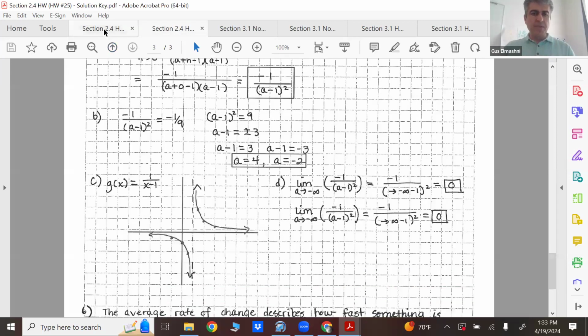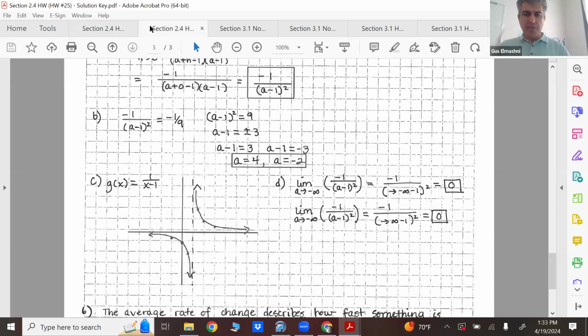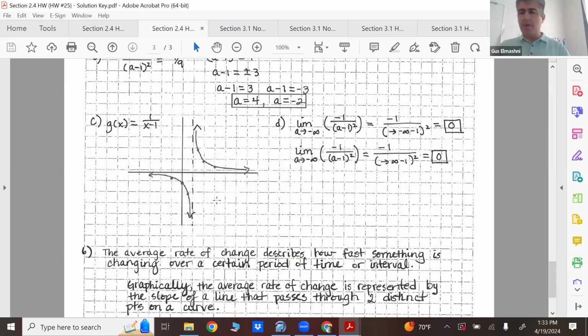And then part D, I think it's asking for horizontal tangents. No, what happens if A is approaching positive or negative infinity? If A is approaching positive or negative infinity, overall this gets to 0. Okay, which makes sense because those are the end behavior asymptotes.